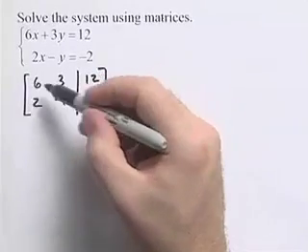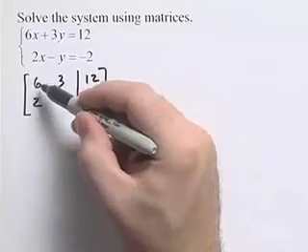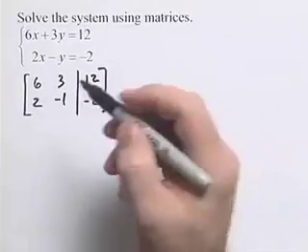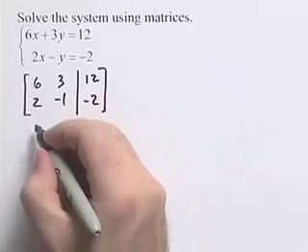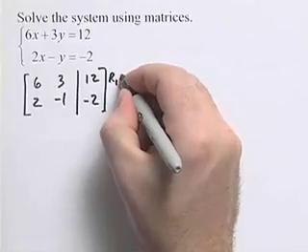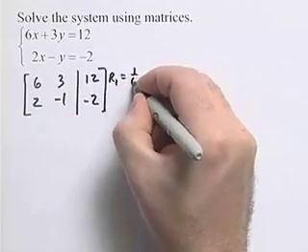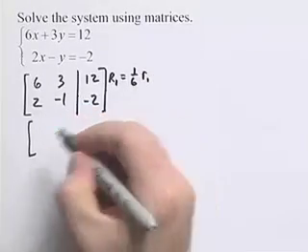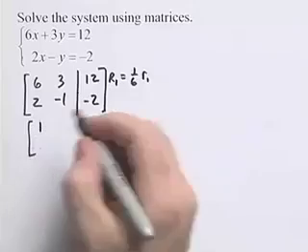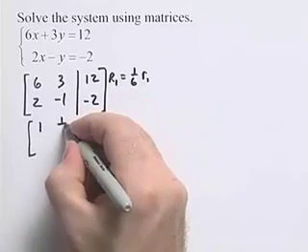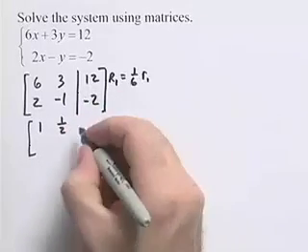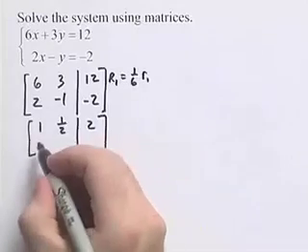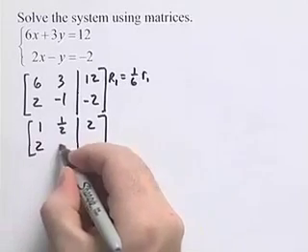Now our goal is we want to get 1 on this diagonal here, so 1 there and a 1 here, and a 0 in the lower triangle area. So we're going to first start by letting our new row 1 equal 1/6 times our current row 1. That'll get us a 1 up here. So if I take 1/6 times 6, I get 1. 3 times 1/6 is 1/2. And 12 times 1/6 is 2. I haven't changed my second row, so I'm just going to rewrite that.